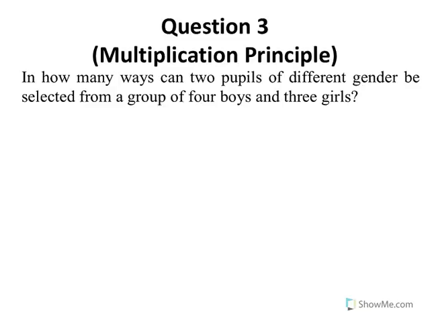Assuming the gender is clear, no, don't think otherwise, okay? The gender is clear, 1 boy, 1 girl. We choose the girl first. Girl 1, girl 2, girl 3. Any other choice? Only 3 choices, right? We choose the girl, after that we choose the boy. So assuming I choose a girl, now I can choose.